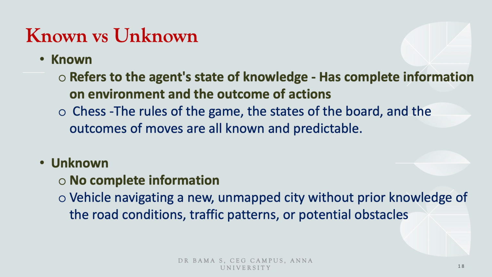Unknown is where it does not know the next information. For example, a vehicle navigating a new unmapped city without any prior knowledge, because it might not be aware of the traffic conditions, the potential obstacles, or other people or other vehicles, if those are unknown. So, these are some of the properties with respect to the environment.